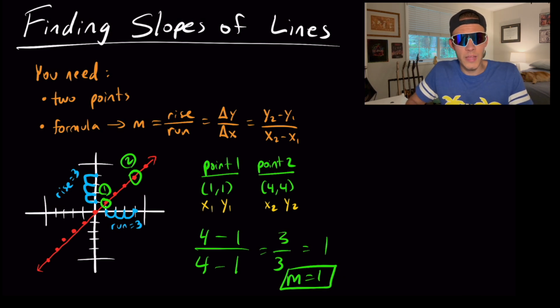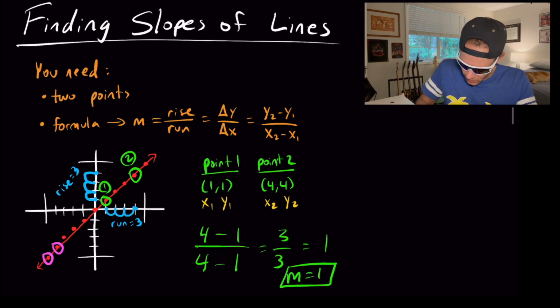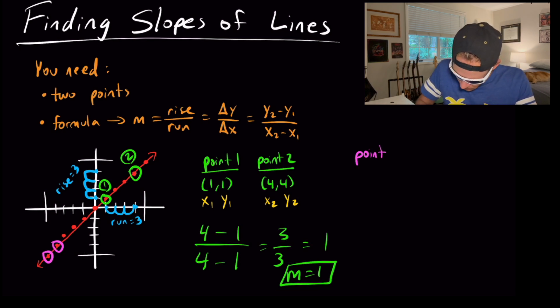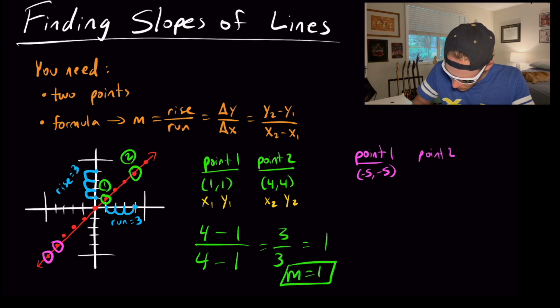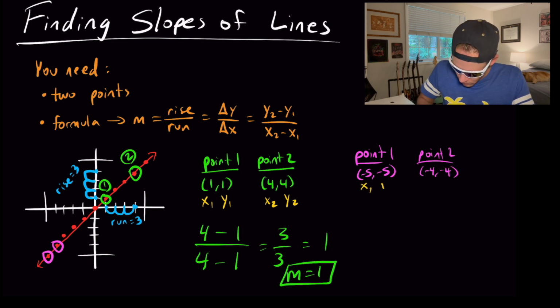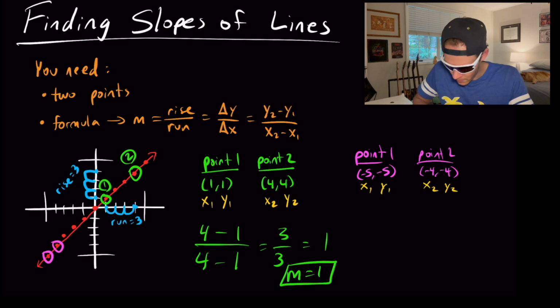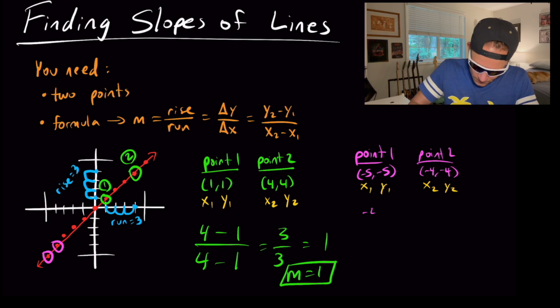Just to show you it works with any 2 points, I'm going to pick this point and this point. So my new points are going to be point 1, that's going to be -5, -5. And then point 2 is going to be -4, -4. Again, we got our x1, y1, x2, y2. And just plug everything in to that equation right there. So y2 is going to be -4. That's what it is over here.